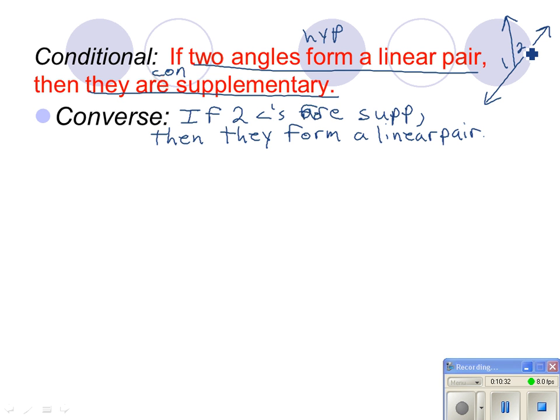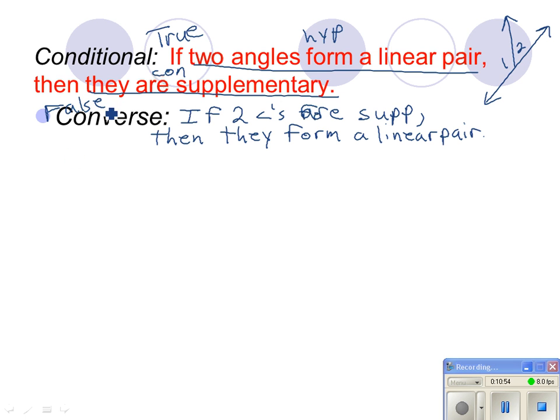Those two angles, angles 1 and 2, are a linear pair. Well, they're also supplementary. The original conditional statement was a true statement. If two angles form a linear pair, then they're supplementary. The converse, if two angles are supplementary, then they form a linear pair. Well, that's false.